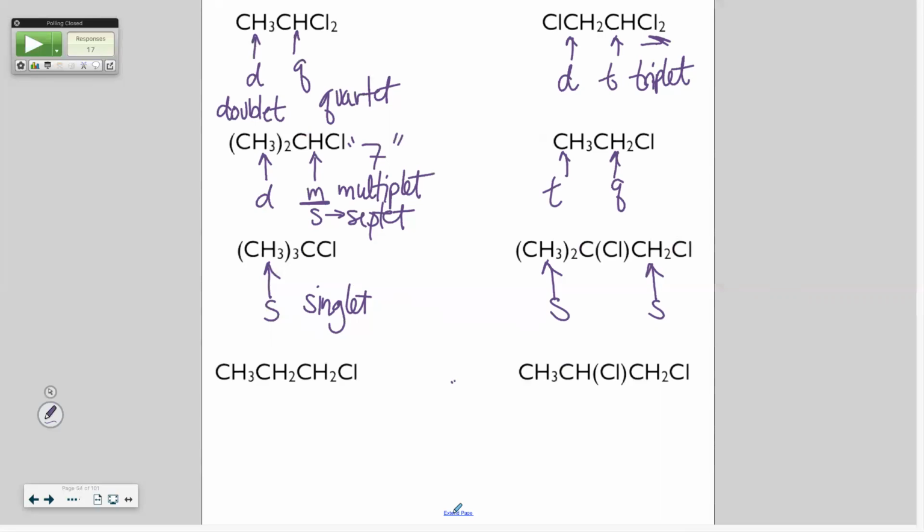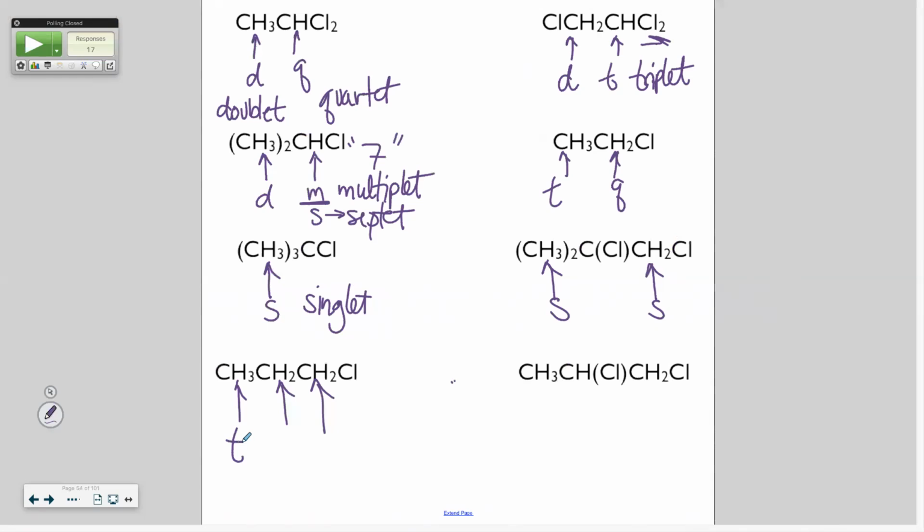Okay. You got these? CH3, CH2, CH2, Cl. How many kinds of hydrogens are in that one? 3. Okay, we're going to start at the left side. How many neighbors does the CH3 have? How many neighboring hydrogens, I should say better. 2. So what are we going to see? A triplet.